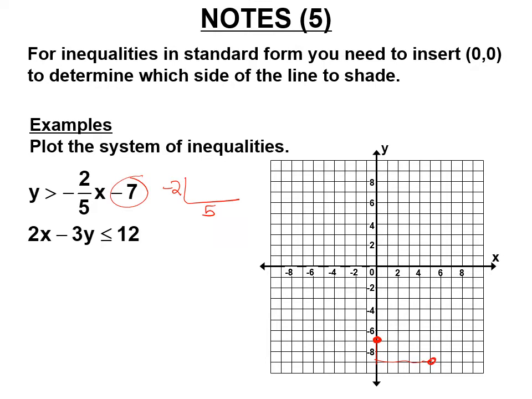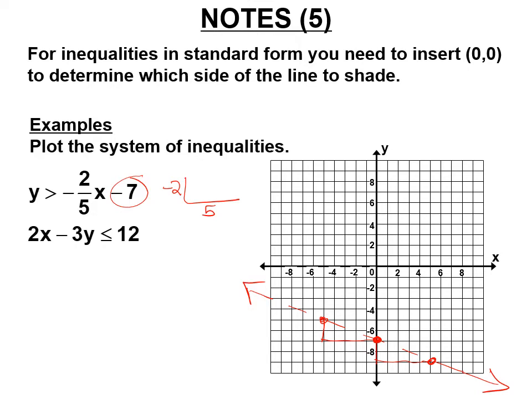And we'll run out of room, so I'm going to go backwards. Over 5 and up 2. And there's my line. And it's going to be a dashed line. And we're going to shade above that dashed line. Oop, I just made a solid line, so let me fix that. You guys should have an eraser, but me, I have to redo it. Okay, so there's my dashed line, and I'm going to be shading above that line.